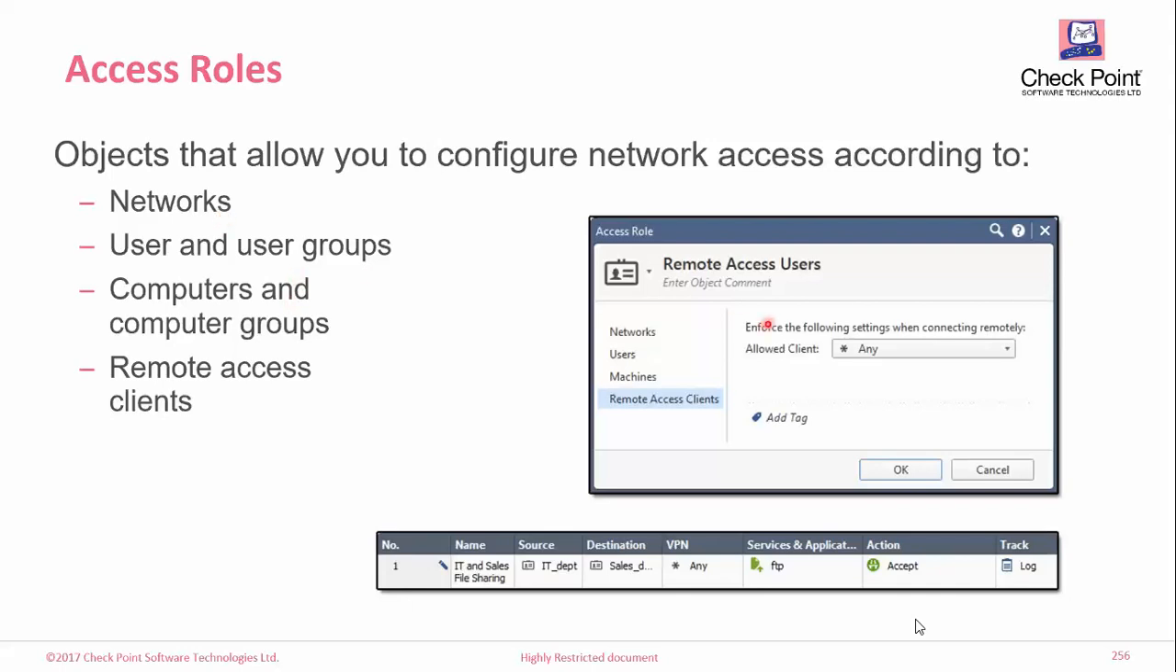But you'll set up the access role in this lab. Again, this is where you set up your network, user, and machine into one object. Once identity awareness is set up, then you can set up these access role objects and use them in the source and destination columns of your rules. All right.